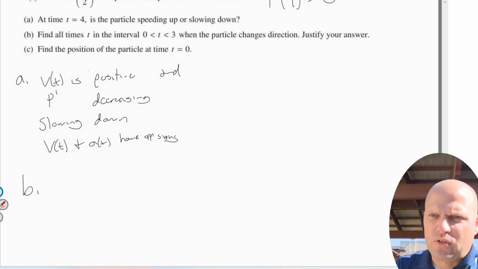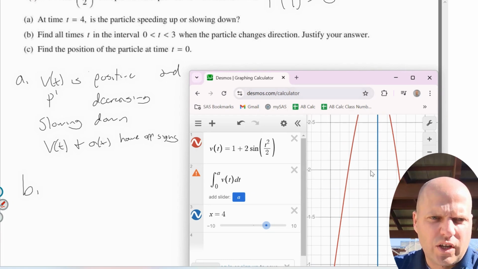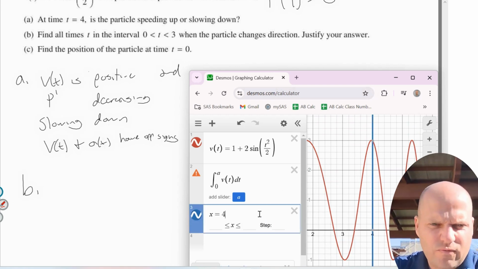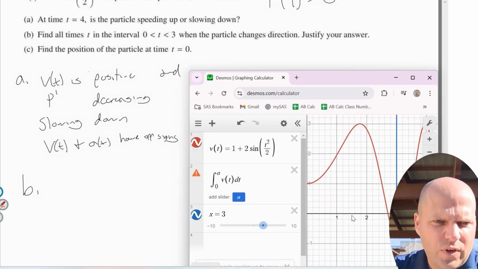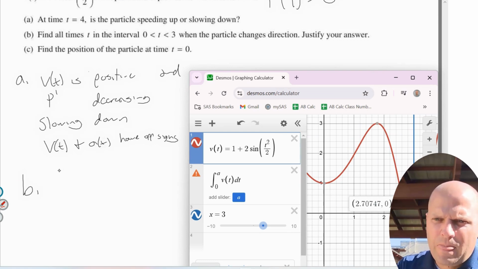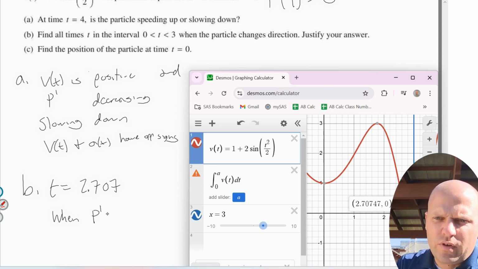Find the times in which the particle changes directions. That's easy. That's when our derivative is 0. We are looking from 0 to 3. So let's go to 0 to 3. Make sure we go from 0 to 3, not further. And my velocity changes sign at 1 point. T equals 2.707.